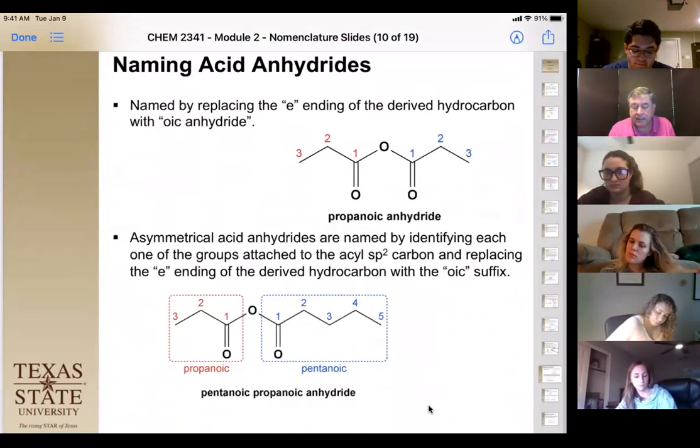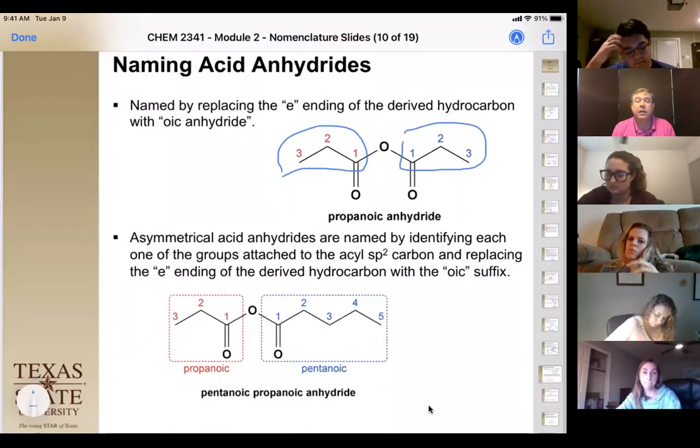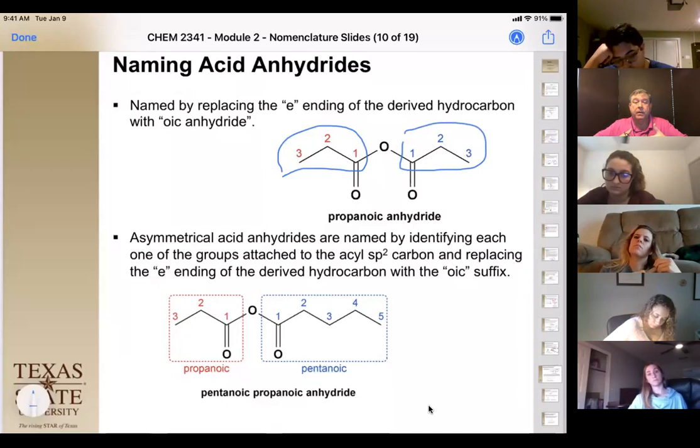So in the case, if they're symmetrical, all you have to do is name the one side, or what is both sides. In this case, we have 3 carbons here. So that would be propionic acid. But because it's symmetrical on both sides, we call it propionic anhydride, signifying that we've removed water and we have 2 propionic acids attached together.